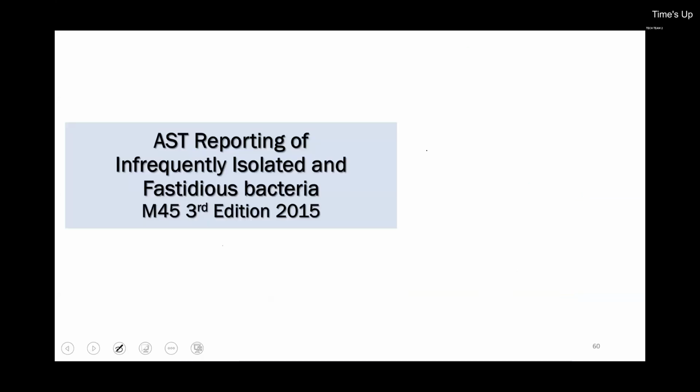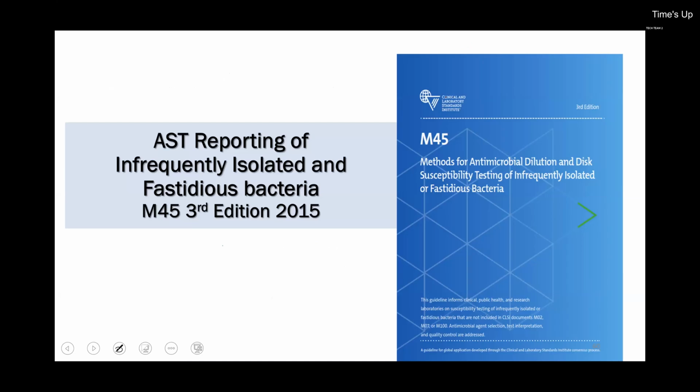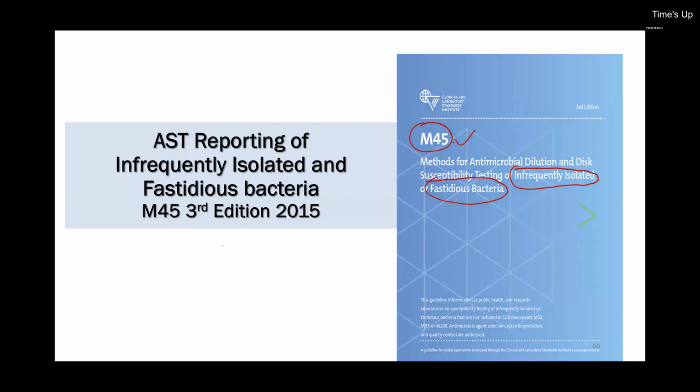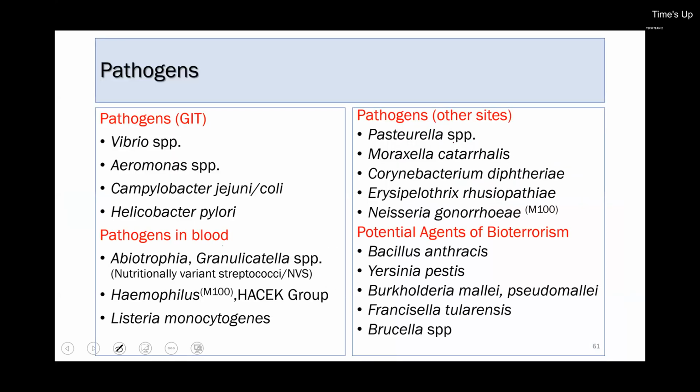This will very briefly finish. Okay. So M45 is a document we have already discussed. It includes infrequently isolated organisms as well as fastidious ones. Two fastidious organisms which are included, other than Streptococci, the two fastidious organisms included in M100, are Haemophilus influenzae, parainfluenzae, and the Neisseria group. Other than that, in M45 we have non-fastidious ones which are not frequently isolated.